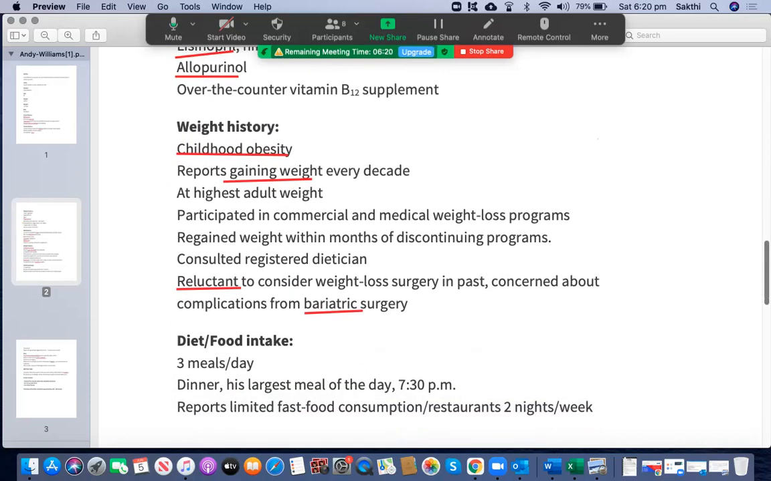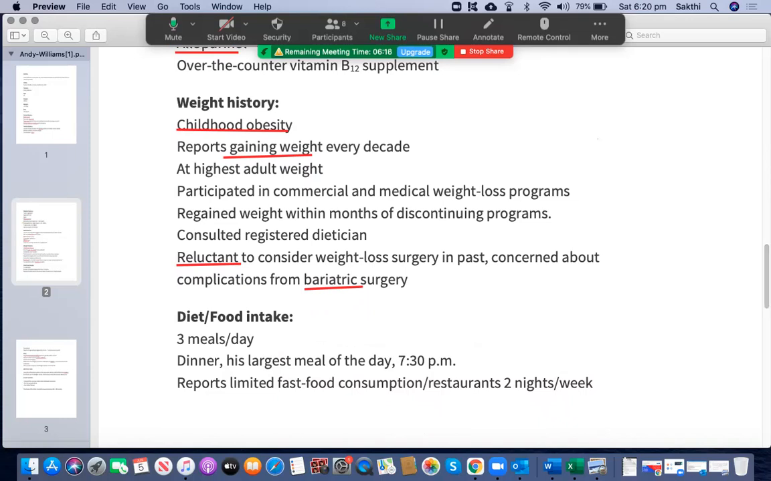That's okay. Weight history, childhood obesity. Did you include this one? No. It is important. The surgeon needs to know whether she has become overweight just recently or has it been for a long time or not. So it's better to mention this one, childhood obesity. So she has been obese since her childhood. Sorry, he has been obese since his childhood. It's a male, right? Yeah, and reports gaining weight every decade.